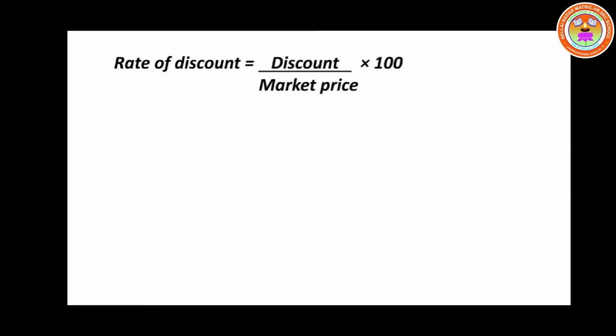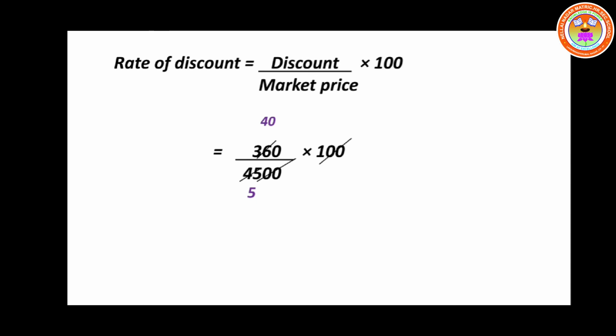So what is the rate of discount formula? Rate of discount is equal to discount divided by market price into 100. So what is the discount actually? 360 divided by market price, which is 4500, into 100. You just cancel two zeros and two zeros. Then you can cancel 45 in 5 table. 5 nines are 45 and 36 will get cancelled in 9 table. That is 360. 40 nines are 360 and 5 nines are 45.